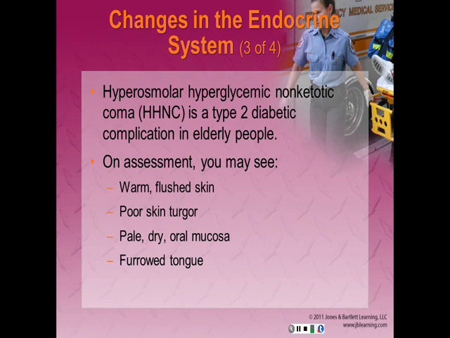On assessment, you may see changes in circulation, such as warm flushed skin, poor skin turgor, pale dry oral mucosa, and a furrowed tongue. The patient may present with signs and symptoms of hypotension and shock, including tachycardia. The blood glucose level will be greater than 500 milligrams per deciliter of blood in DKA, whereas in HHNC the value is generally greater than 300. DKA presents with Kussmaul's respirations and HHNC does not.